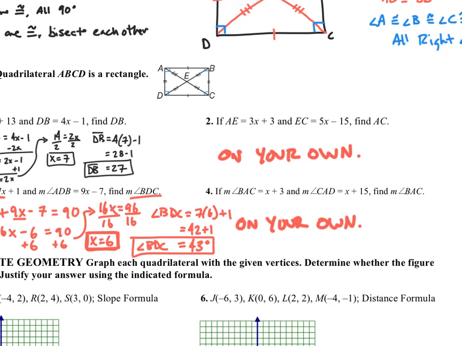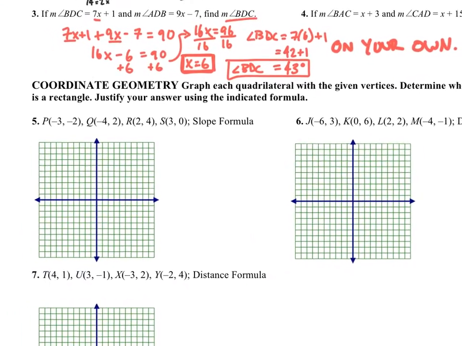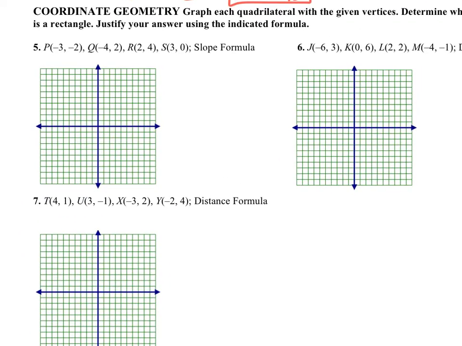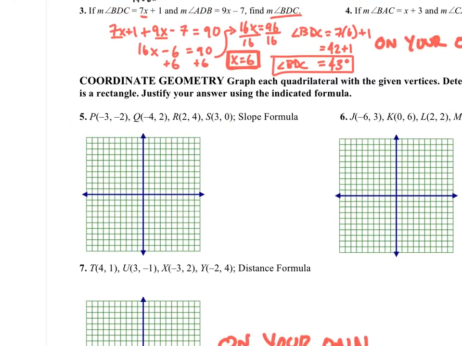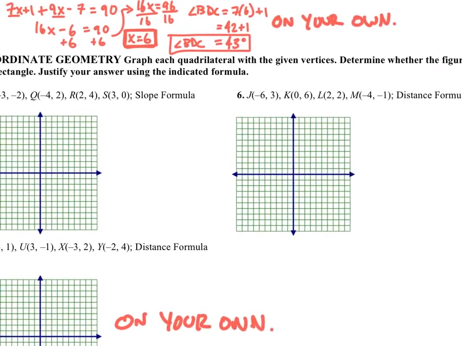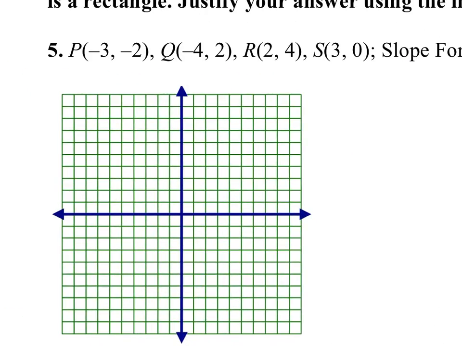Okay, let's take a look here. I'm going to do 5 and 6. Number 7, I want you to do on your own. That's what I'll be checking in class. So number 5. It says, graph each quadrilateral with the given vertices and determine whether the figure is a rectangle, and we need to do that using the slope formula. So let's just plot the points and see what we have here.